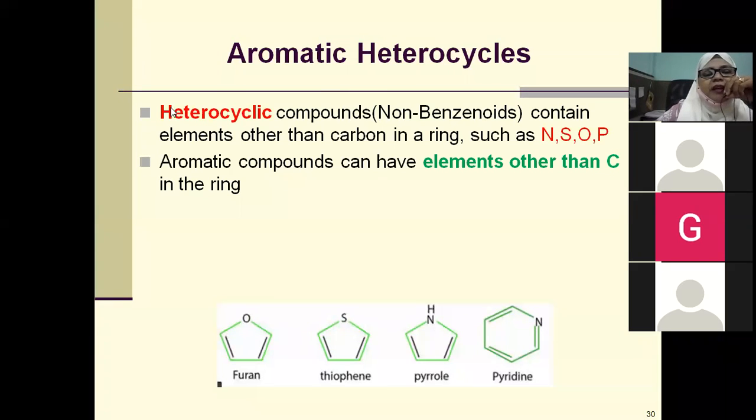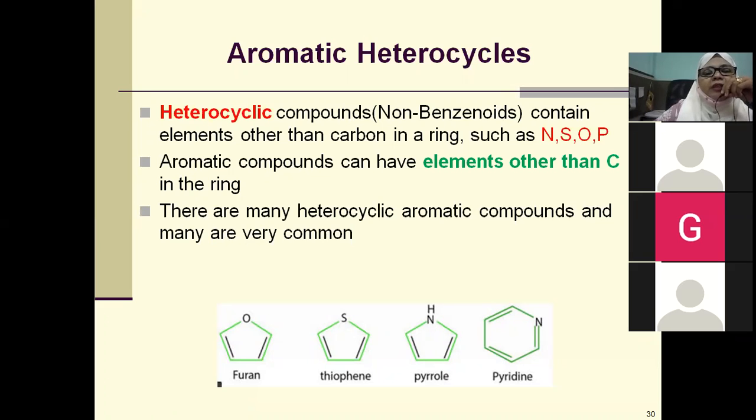So thiophene contains sulfur, pyrrole contains nitrogen, pyridine also contains nitrogen. Okay, so these are the heterocyclic aromatic compounds, or you can say non-benzenoids. There are many heterocyclic compounds and many are very common also. These are very common compounds which are aromatic in nature.